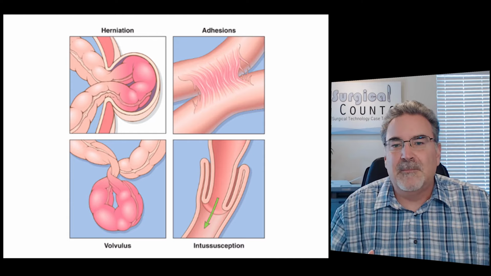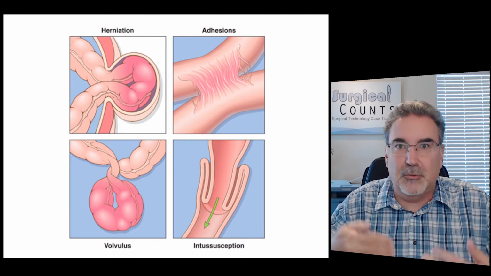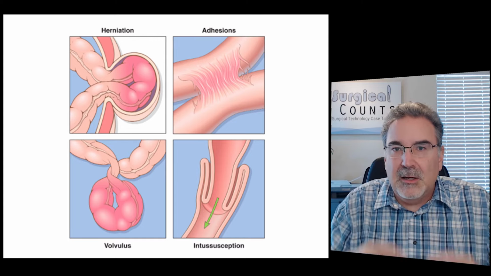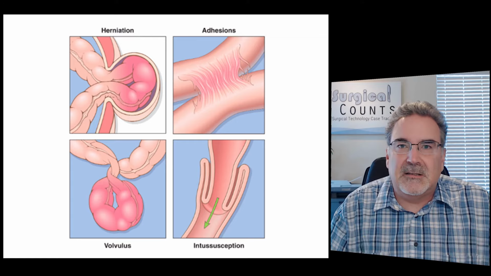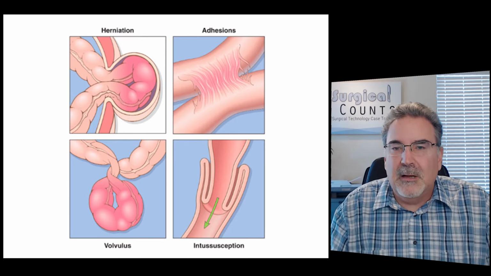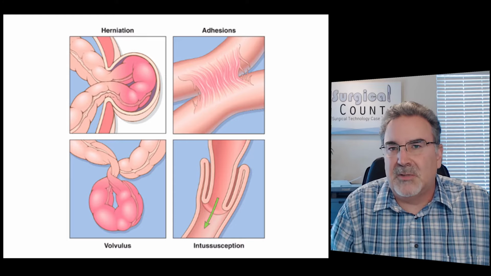The problem is you can't really get to it and do that unless you make an incision, unless you get inside the body to reach in and grab both sides and sort of pull it apart. So to fix an intussusception, all you have to do is pull it apart, which is fairly easy, but it does require surgery to get in there. You'll see this sometimes in children.